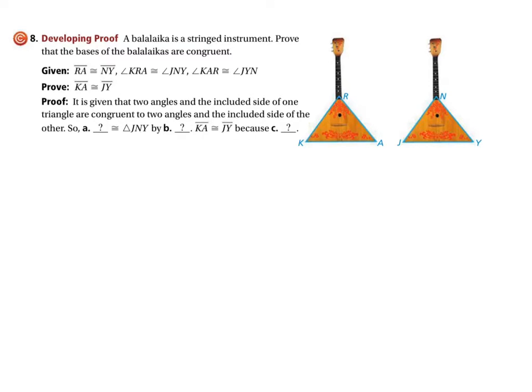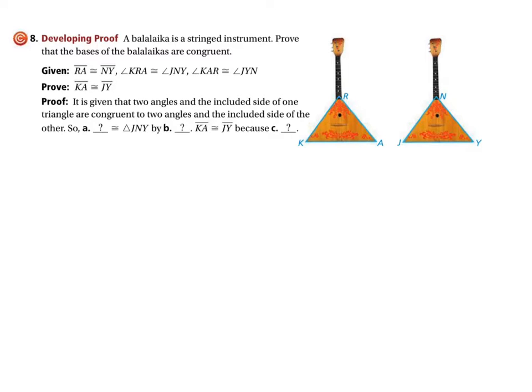So we're going to try and prove congruency here. And they give us certain information, and let's make our marks first. We don't need a table here because we've got a paragraph proof, so we'll just fill it in that way. So let's take a look at what we've got.